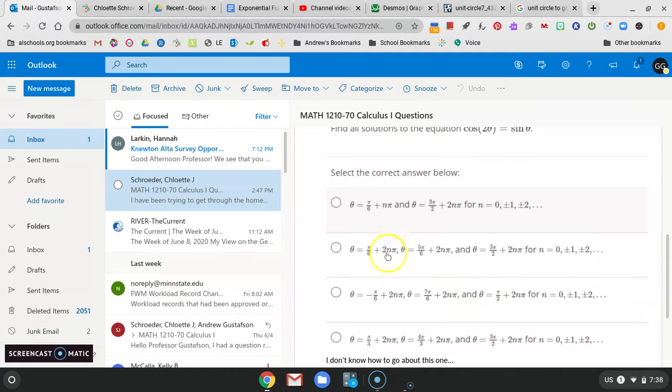So if you take, where was it? Here it is. Pi over 6 plus 2 pi, plus another 2 pi, plus another 2 pi, over and over again. That's where that n is coming from. 5 pi over 6 plus 2 pi, or 3 pi over 2 plus 2 pi, for any value of n.